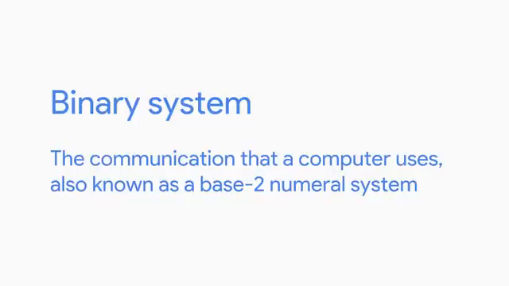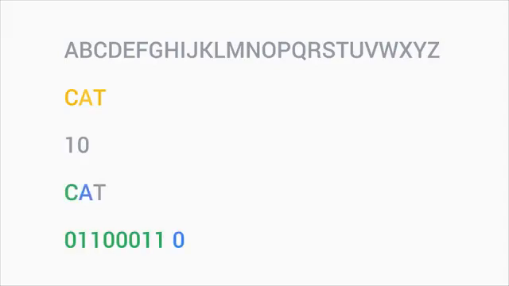Wowza. The communication that a computer uses is referred to as the binary system, also known as the base 2 numeral system. This means that it only talks in ones and zeros. You may be thinking, okay, my computer only talks in ones and zeros, how do I communicate with it? Think of it like this. We use the letters of the alphabet to form words, and we give those words meaning. We use them to create sentences, paragraphs, and whole stories. The same thing applies to binary, except instead of A, B, C, and so on, we only have 0 and 1 to create words that we give meaning to.